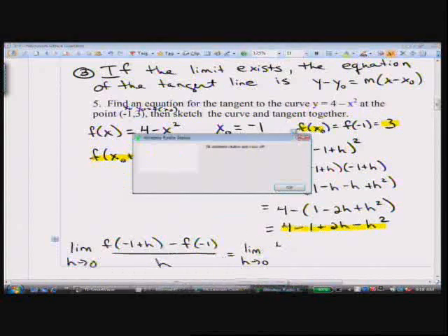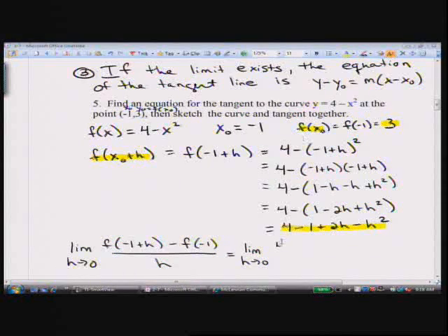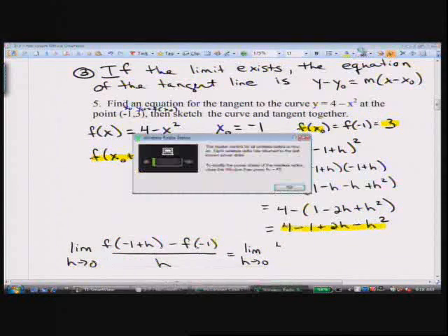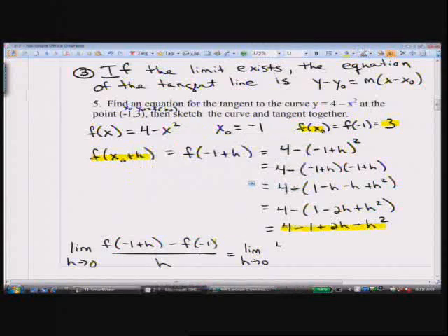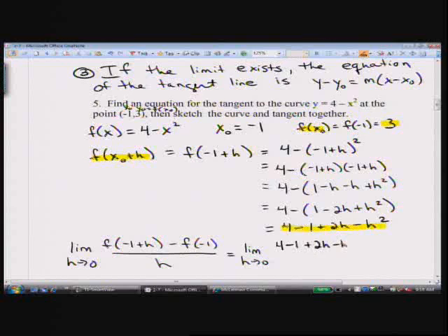for some reason this keeps coming up on my computer, sorry, 4 minus 1 plus 2h minus h squared. That's your f of negative 1 plus h. Then you're going to subtract f of negative 1, which is 3, and you're going to divide that all by h. Everyone okay? Now, if you have done this correctly, what happened?